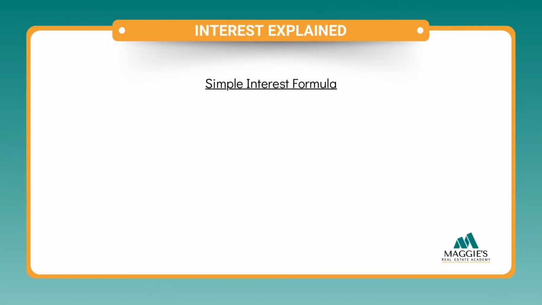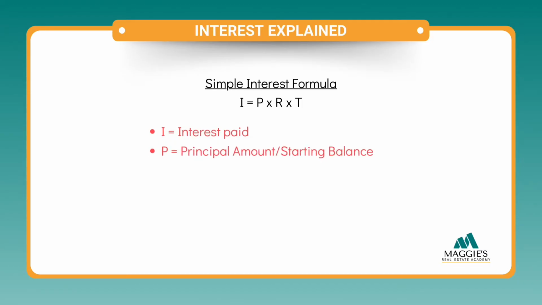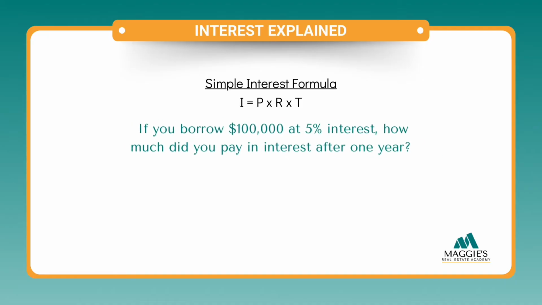How did I get that? Easy. I just used the simple interest formula. I equals P times R times T, where I is the interest amount, P is the principal amount or starting balance, R is the interest rate or percentage, and T is time based in years. Let's check it out here.